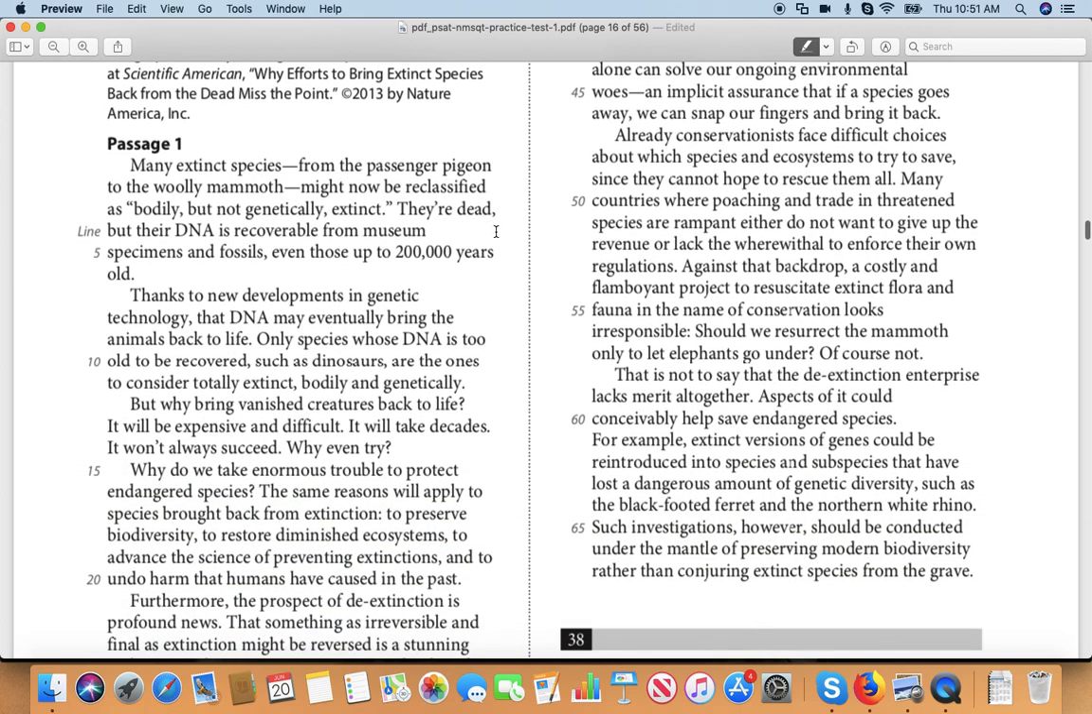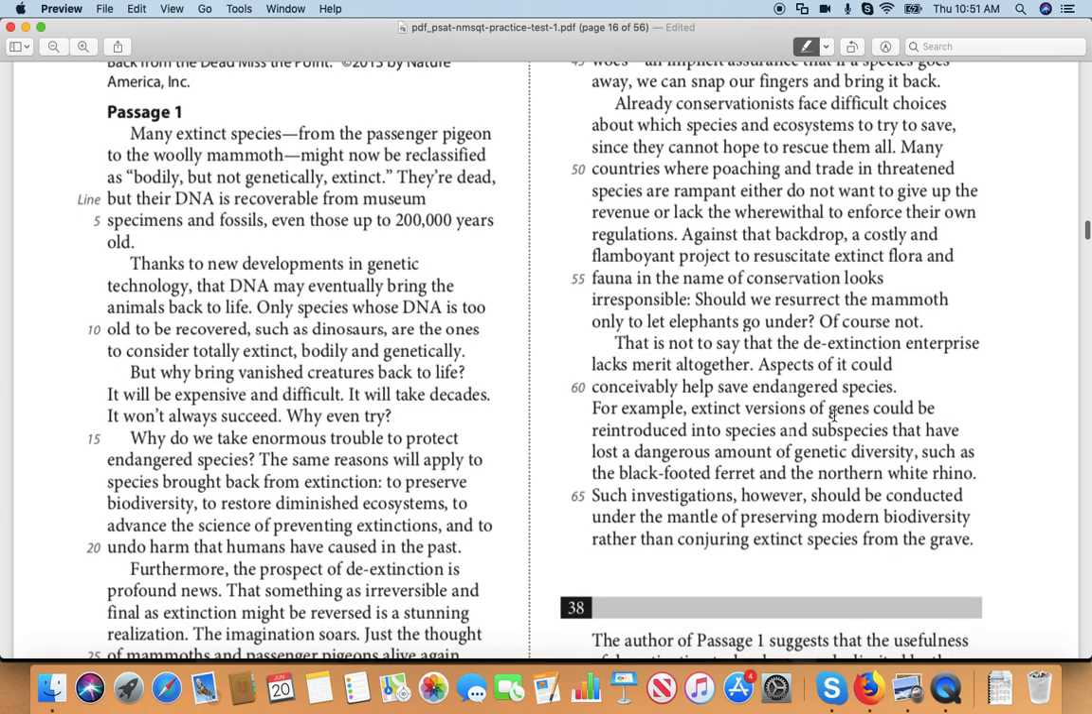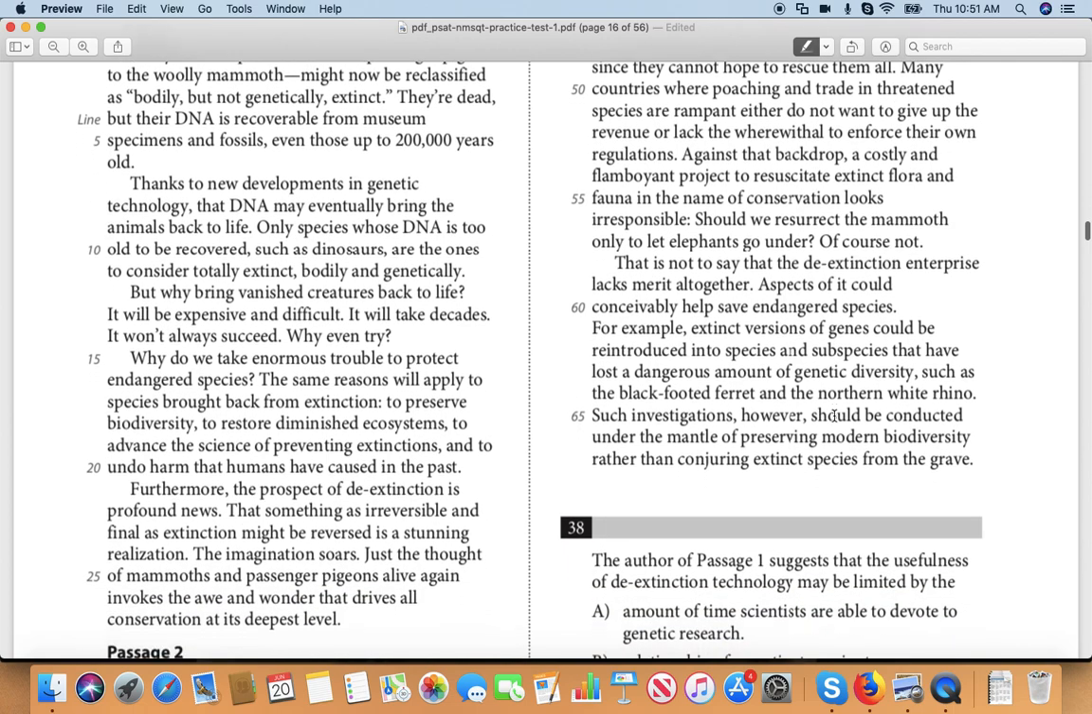What does flamboyant mean? Against this backdrop, a costly and flamboyant project. Dramatic. Yes, dramatic. Would it be a dramatic project to bring back a mammoth or saber-toothed tigers? Yes, please! It's probably a good thing I'm not a scientist, because I would be doing that. Anyway, so that's the point there. The end point. Dramatic.